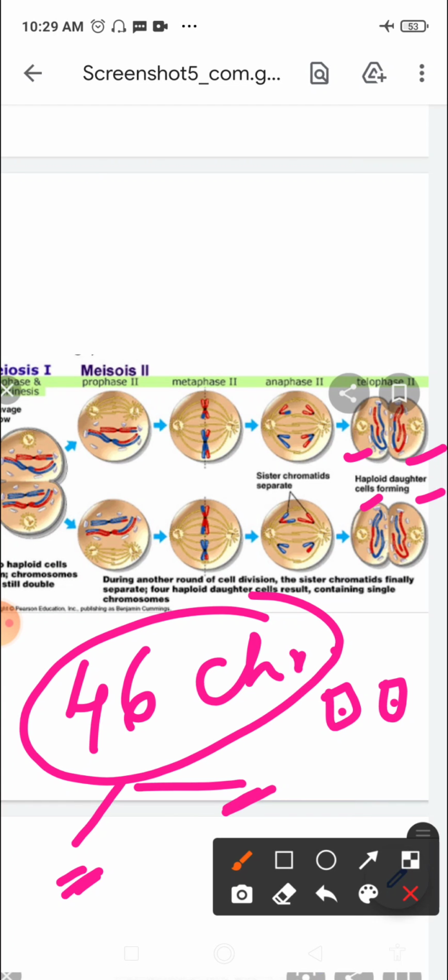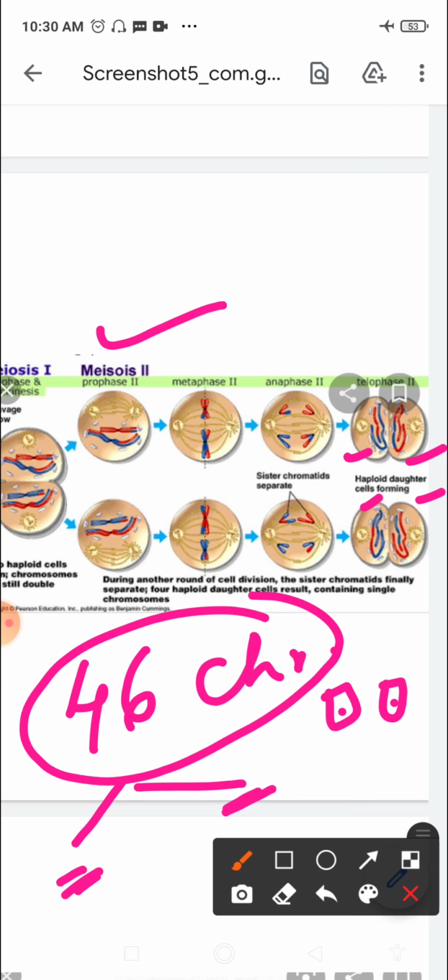So this variation is important, as I told you, because of crossing over, the interchange of segments. They enable exchange and recombination of parental characteristics. That is why offsprings, all of us, we resemble both our parents in some way or the other. So that is because of crossing over that has taken place at the time of meiosis.